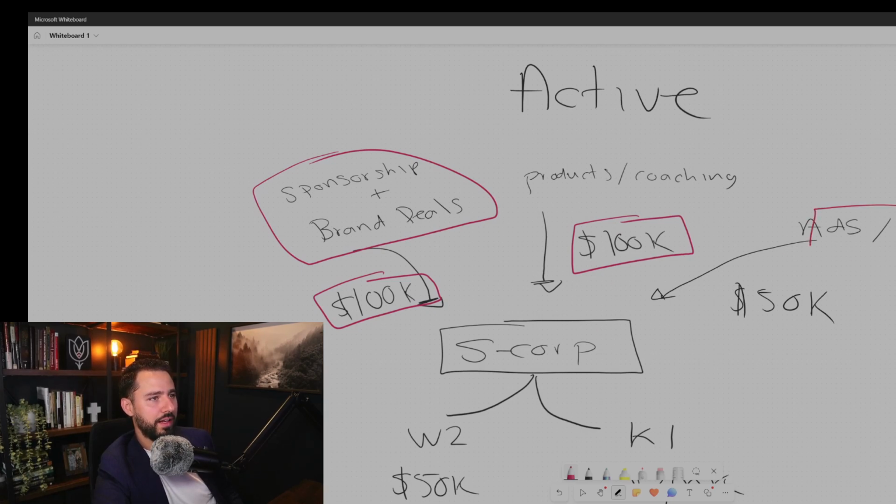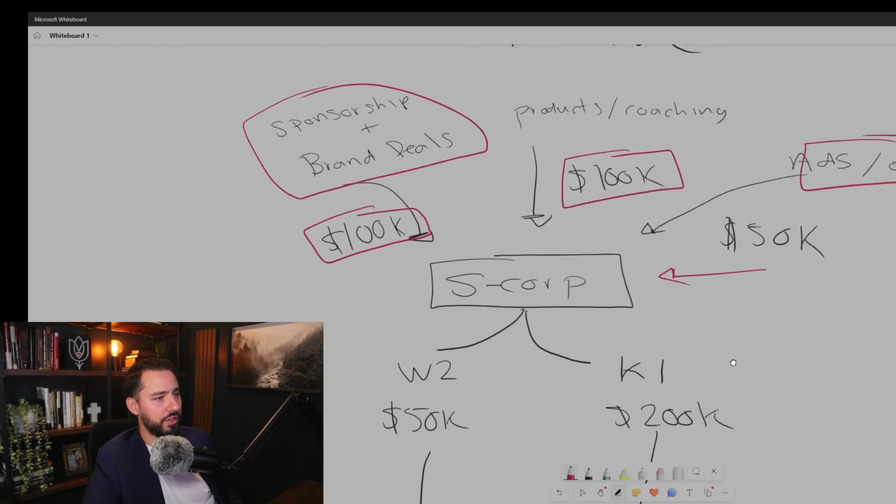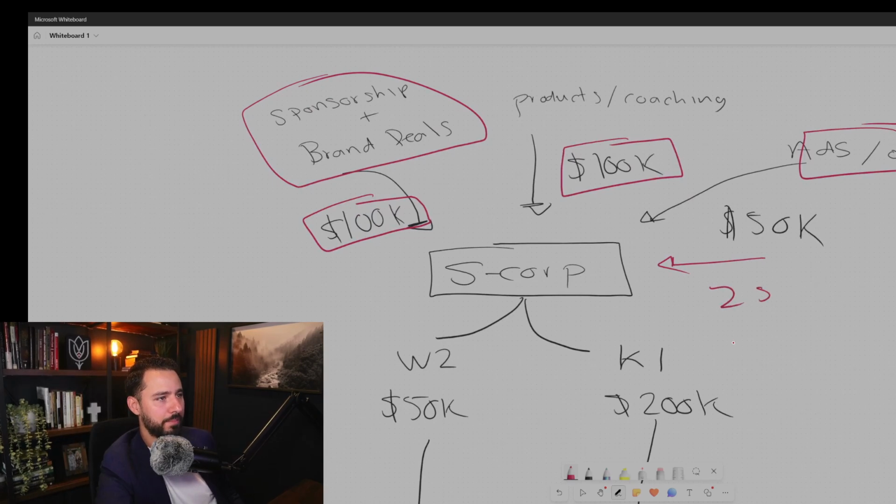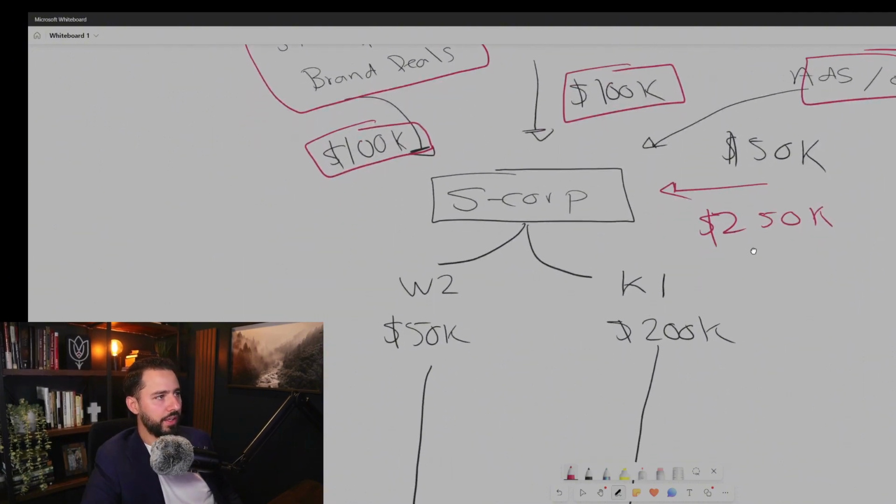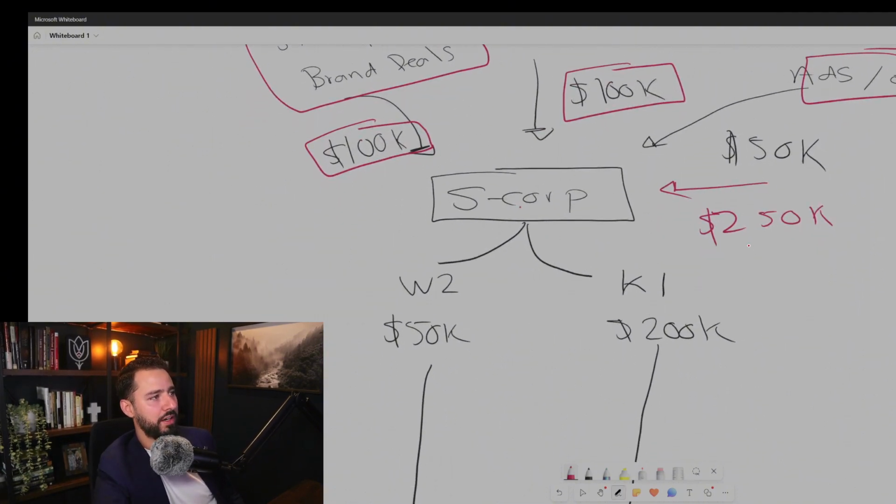And then other ads, AdSense, YouTube ads, whatever. You make another 50K there. So all in all, you're earning 250K, right? So this is income, right? This is after your expenses, everything. This is money earned.